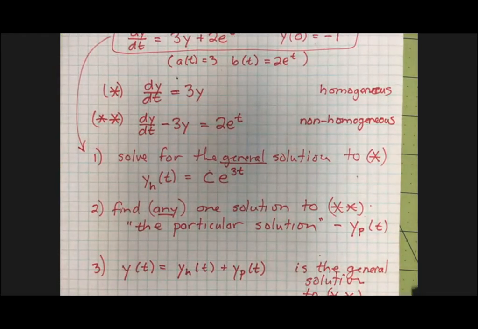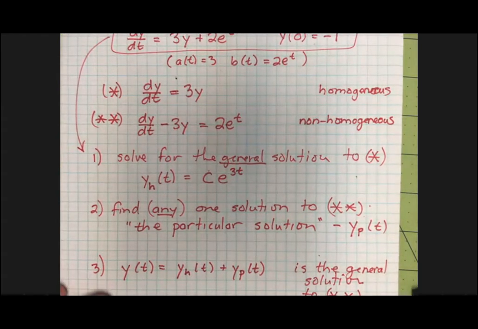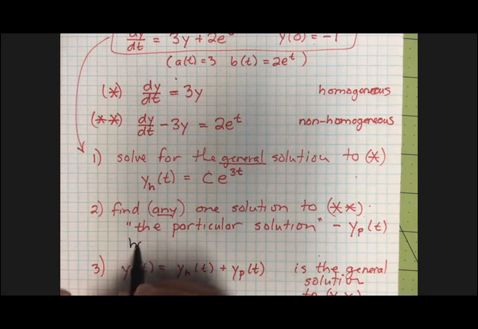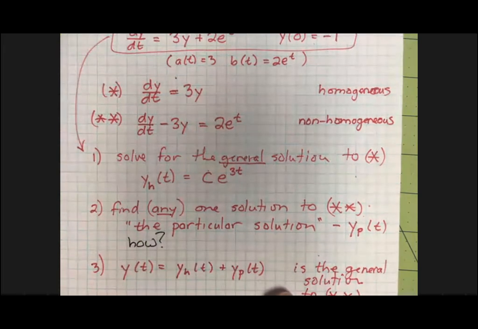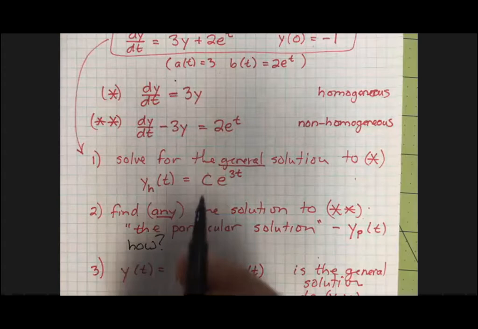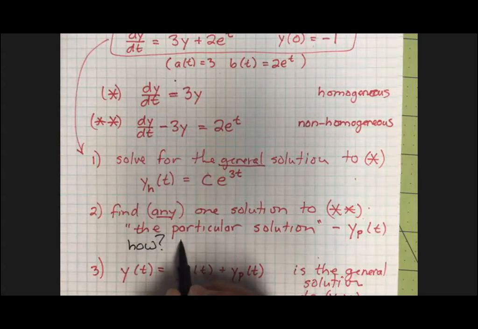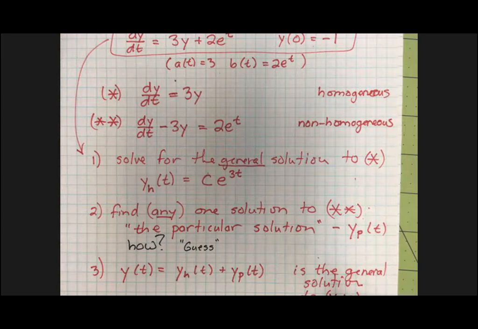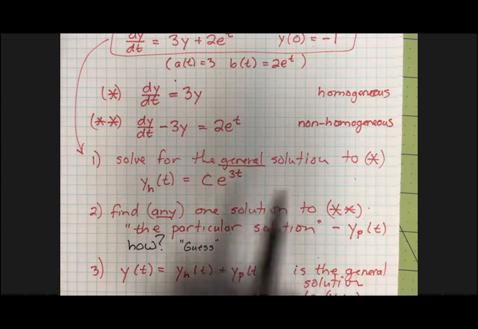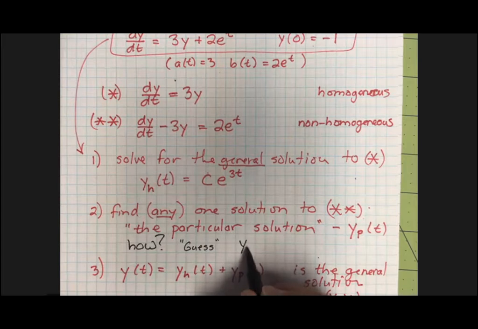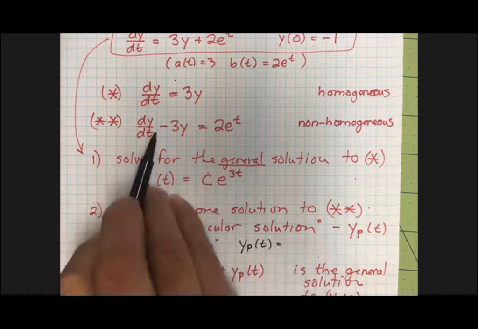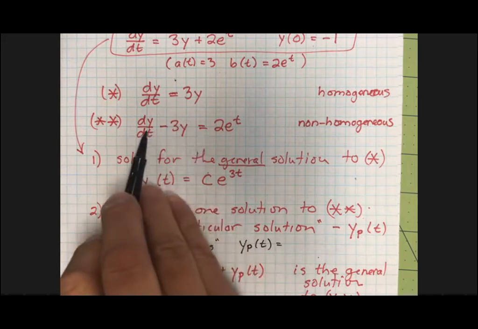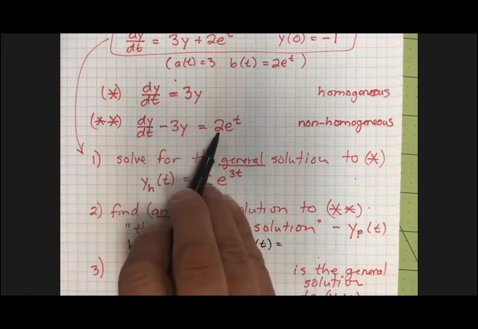I left out an important point. I left out how to find the particular solution. How do I do that? Well, let's use some common sense. And the author playfully calls this at the beginning, let's guess. Guess? Guess is not a method. Let's think about it. Why P? What could I plug in here for Y and get out 2e to the T?